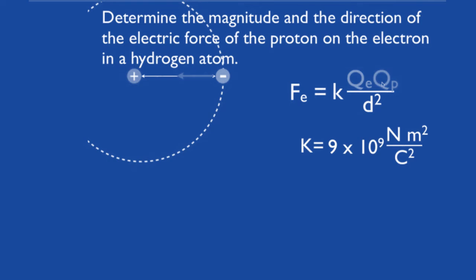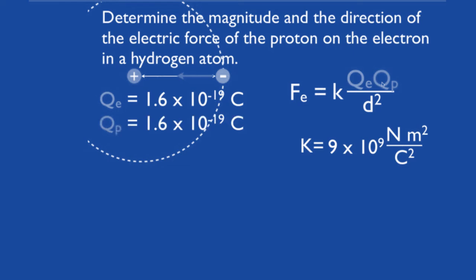Now we can look up the charge on the electron. The charge on the electron is 1.6 times 10 to the minus 19 coulombs. The charge on the proton is the same magnitude, 1.6 times 10 to the minus 19 coulombs. Obviously, an electron has a negative charge and a proton has a positive charge. But in this case, we are just going to use the magnitude of the charge, and I will tell you why in a moment.